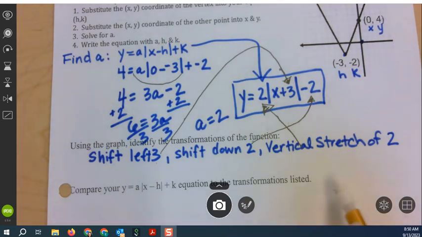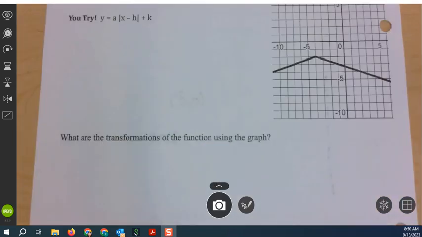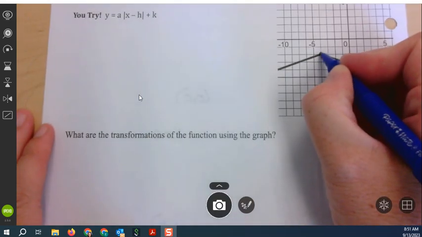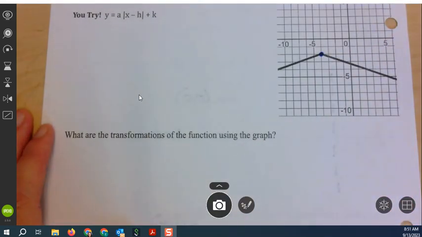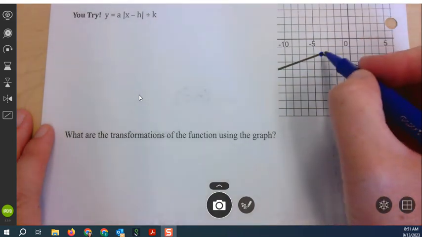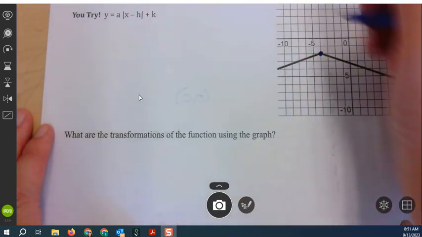So we just did this part. Compare your equation with the transformations listed. Okay. This side says you try, but I am going to help you get started with the first one. So on this one, we're going to identify the vertex and a point. The vertex, remember, is that point on the V, this one right here. So write down the coordinates of that vertex and check with your neighbor, see if they get the same thing.